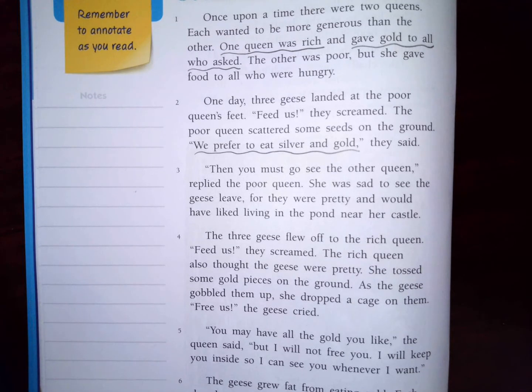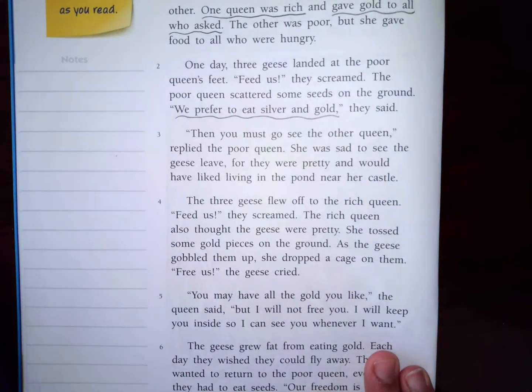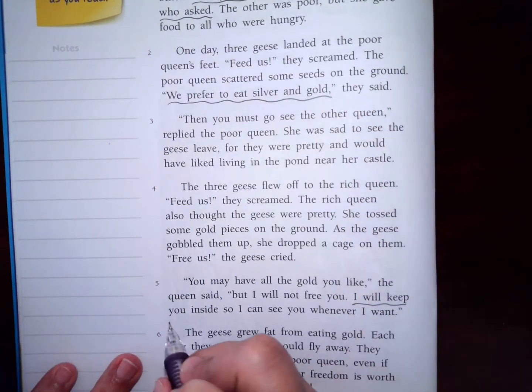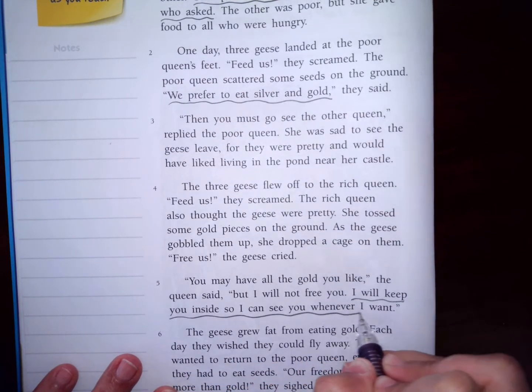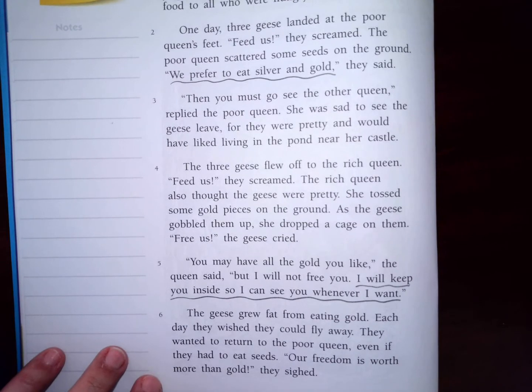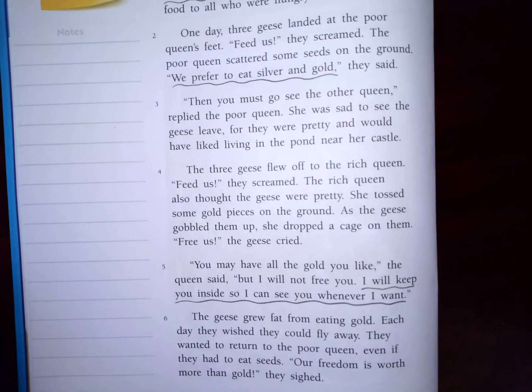Why does she drop the cage on them? She wants to keep them, right? She wants to keep them inside the cage so she can see them whenever she wants. So right here in paragraph 5, it says, "I will keep you inside so I can see you whenever I want." That is why she would not free them. But if you remember, the poor queen also wanted to keep them. She thought that they would be perfect for living in the pond near her castle. She could still see them, but they didn't have to be in a cage.